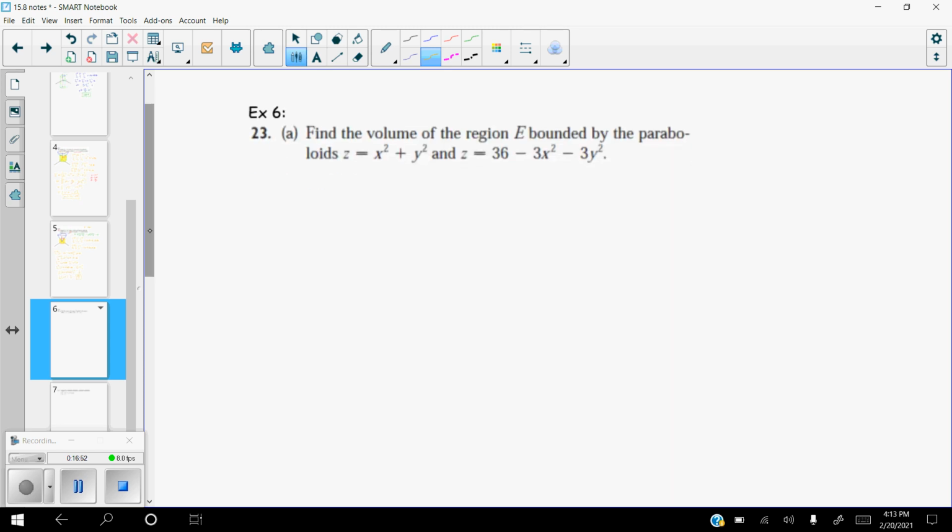So, example 6, find the volume of the region E bounded by the paraboloids, which are given as z equals x squared plus y squared, and z equals 36 minus 3x squared minus 3y squared. Wow, okay. Z equals x squared plus y squared. That's a pretty standard paraboloid.